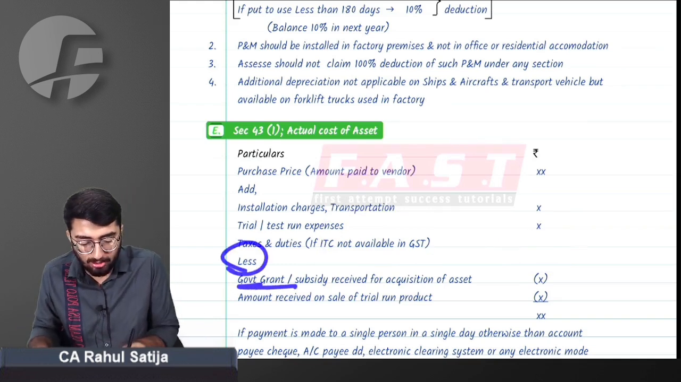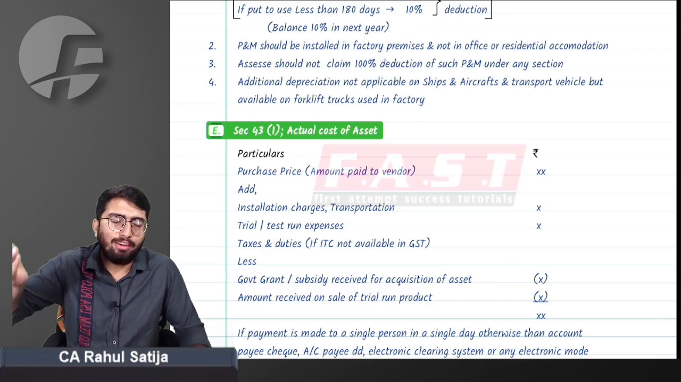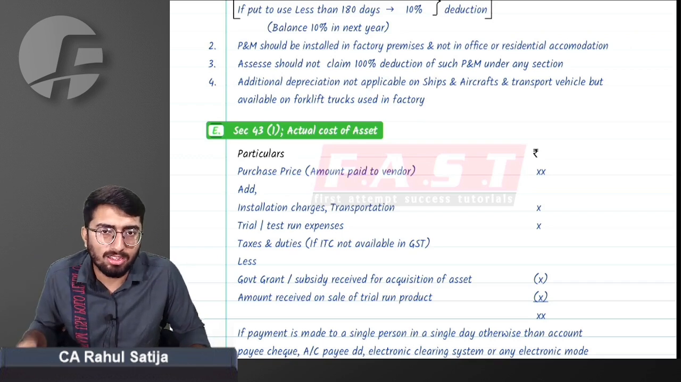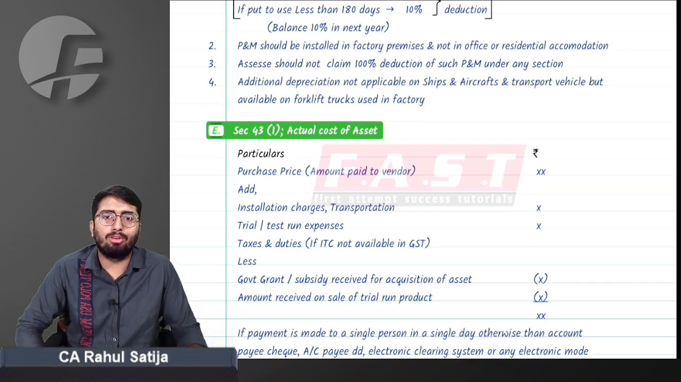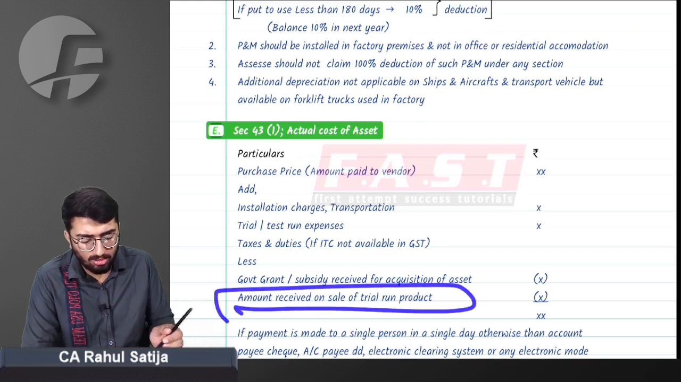You have to reduce any kind of government grant or subsidy received for the acquisition of the asset. If you are acquiring an asset and receiving a government grant or subsidy for such acquisition, then such subsidy or grant will also be reduced from the cost of acquisition. And the last thing, any amount received on sale of trial run product.